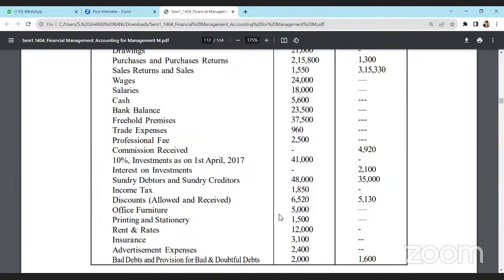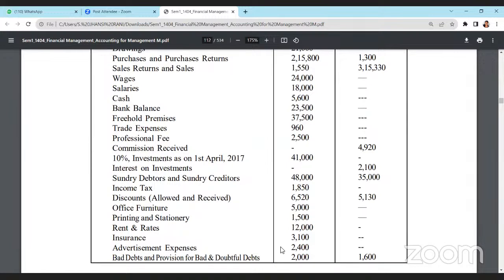Next, we have discount allowed and received. Discount allowed is taken on profit and loss account debit side, and discount received is taken on profit and loss account credit side. Office furniture is an asset, which is a fixed asset. Printing and stationery, profit and loss account debit side. Rent and rates, profit and loss account debit side. Insurance, whether they did not mention life insurance or fire insurance. Let's see the adjustments. Advertisement expenses, profit and loss account debit side.